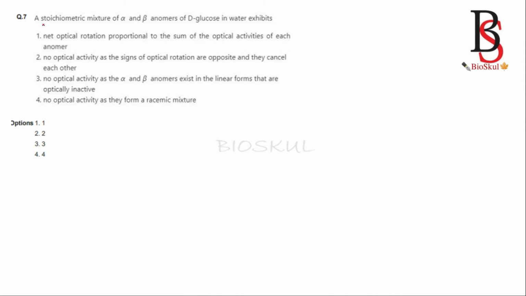Question number 7. A stoichiometric mixture of alpha and beta anomer of D-glucose in water exhibits.